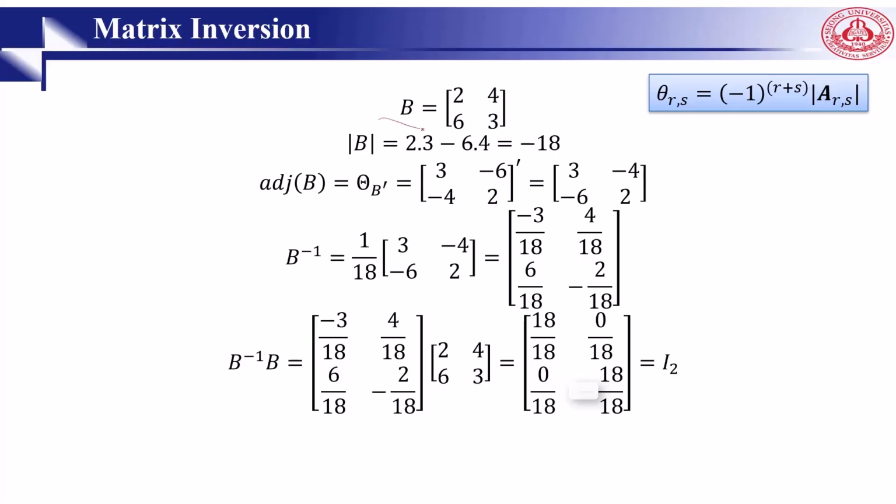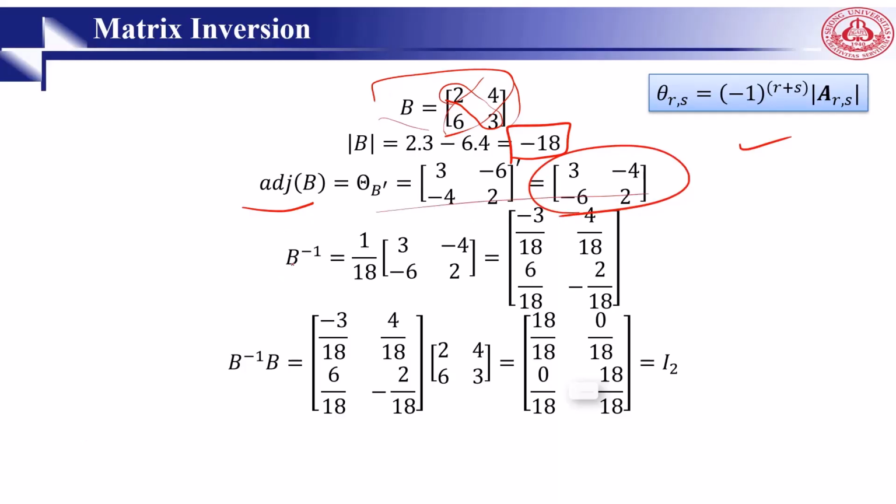Here is an example in order to understand matrix inversion. If our matrix B is this one, 2, 4, 6, 3, we will find the inverse of an order 2 by 2. So, in here, we first must calculate the determinant for B. So, B is 2 by 3 minus 4 by 6, which is equal to minus 18. We can write down the matrix of cofactors for B, and then we transpose to get the adjoint. So, adjoint B is equal to theta B transpose, which is 3, minus 6, minus 4, 2, and we will come up with this one.